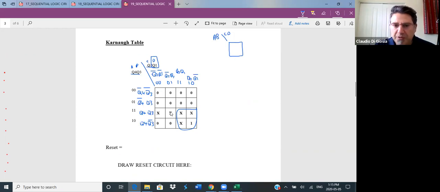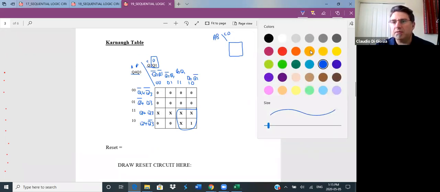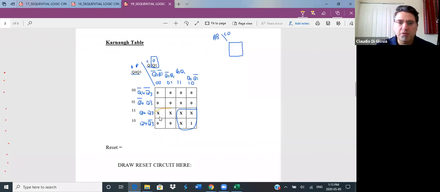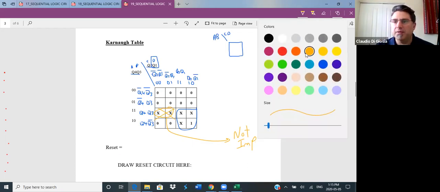So what happens with these 2 X's here? They are not important. Now I've encircled them. Hopefully that doesn't mislead you because I'm going to write down here not important. In other words, forget it. It doesn't matter. Okay? What's important is what's in blue here.